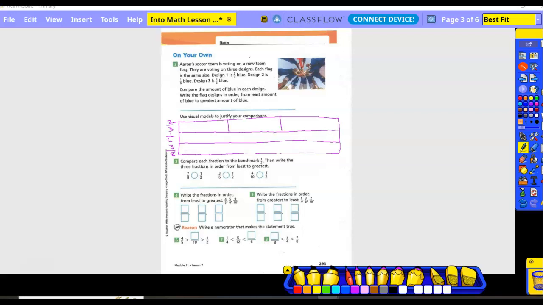All right, the first one, how many pieces? 3, right? And then how many do we color in? 2. Okay, the next one, how many pieces? 6, right? So we're going to break it in half, and then we're going to break those halves into 3 pieces. And then how many do we color in? 1, right?